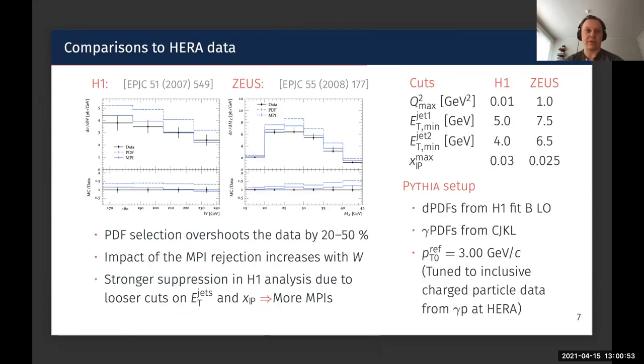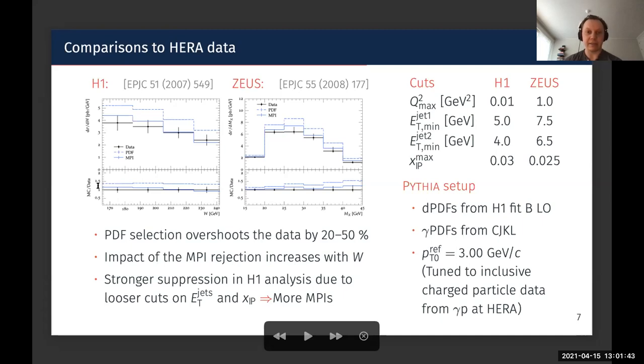And here are some comparisons to HERA data. The plot on the left shows the H1 measurement for these diffractive dijets as a function of W, which is the invariant mass of the photon-proton system. And the plot on the right is from a ZEUS analysis, where the cross section is plotted in terms of this MX, which is the mass of the diffractive system. The dashed line shows our result using only these diffractive PDFs, so something that corresponds to a factorized calculation, and the solid line is when we include this MPI selection, so we reject these events where the rapidity gap would not survive.